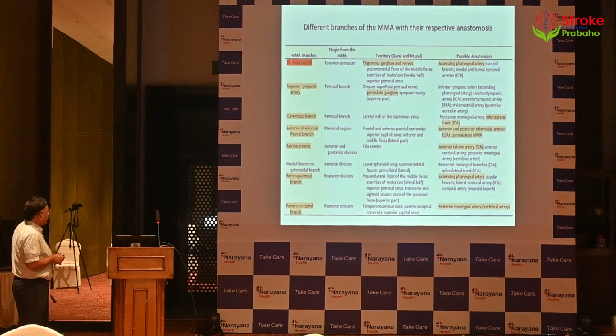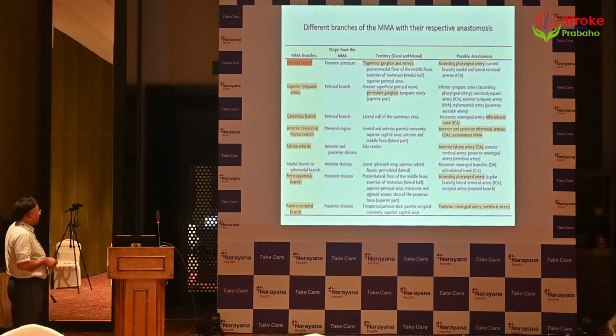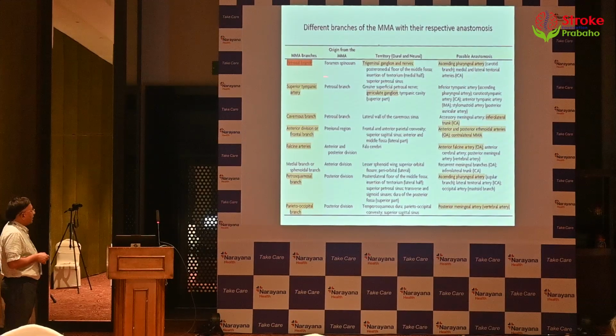So these are the various branches of the middle meningeal artery, and it's important to know some of the branches because it supplies the cranial nerves as well as it has some dangerous anastomosis. So one is the petrosal branch, which is the first branch. It supplies the trigeminal ganglion. So it is a supply to the fifth cranial nerve, and it has anastomosis with the ascending pharyngeal artery. So the fifth cranial nerve is supplied by the petrosal branch of the middle meningeal artery.